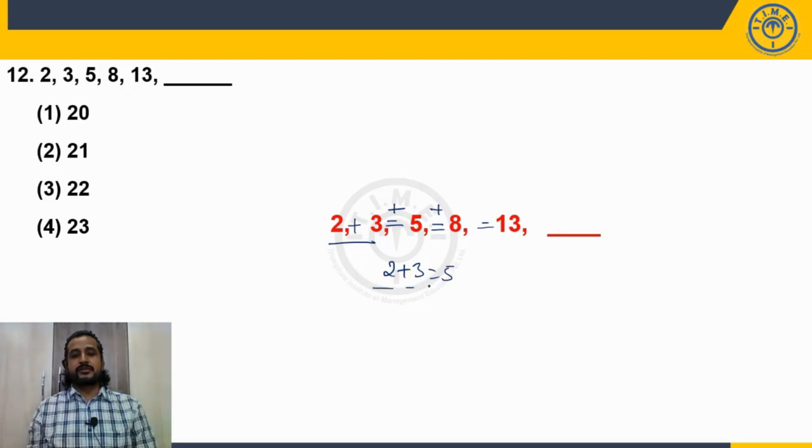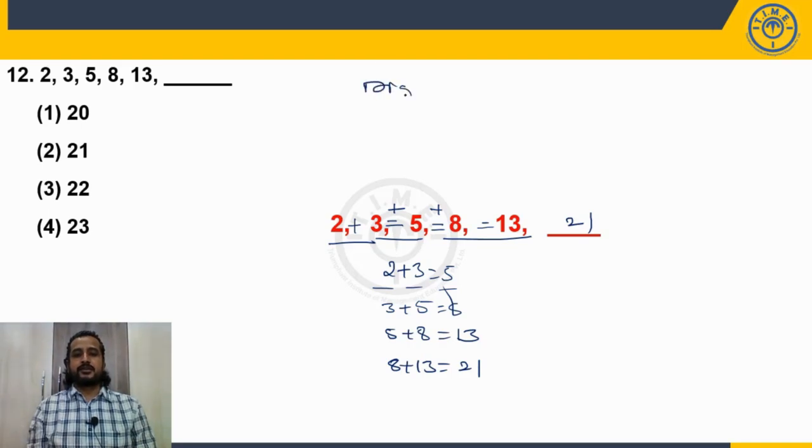2 plus 3 is equal to 5. So the first two digits are added to get the next number. Again, two consecutive digits are added to get the next number. So 3 plus 5, 8. And again 5 plus 8, 13. Now what should be next? 8 plus 13 will give you the required answer. That is 21. Okay. And it also comes under digit logic.